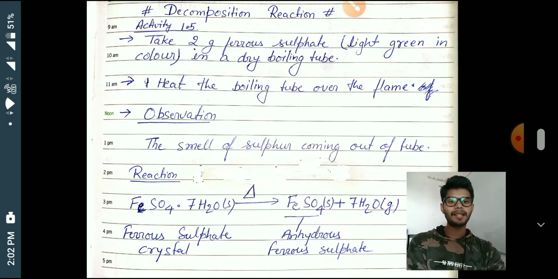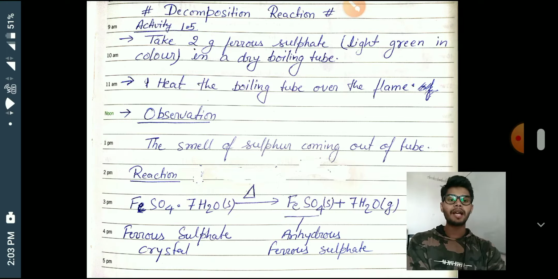Here we can see that a two-step reaction is taking place, because ferrous sulfate crystals have water in them. Crystals form due to the presence of water. So first of all, the ferrous sulfate crystal forms anhydrous ferrous sulfate, and then a further reaction takes place. Let's discuss these two steps. First, when the ferrous sulfate crystal is heated, you can see the delta sign over there. The delta sign shows that heat is being provided.